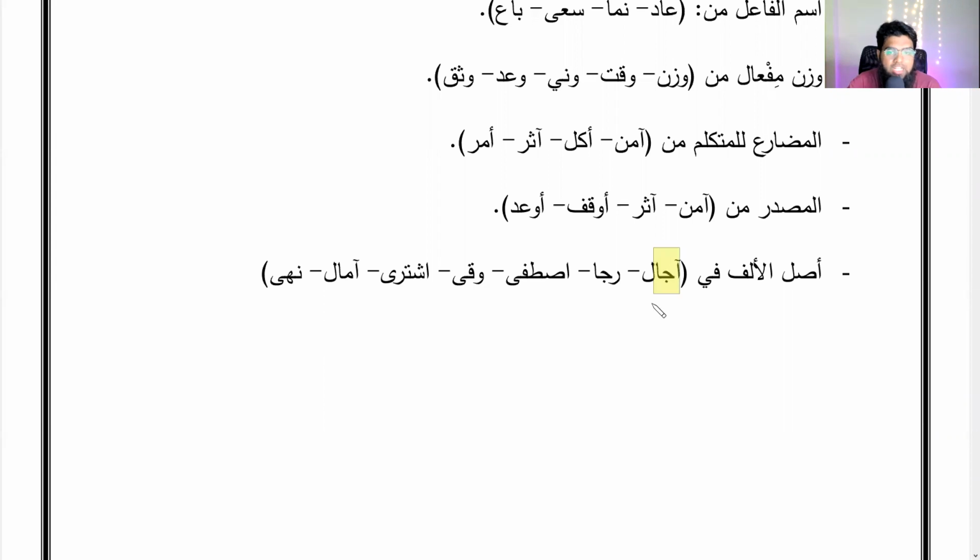Amal. Same as ajal. What is the origin of the hamza? I mean, the alif is a hamza. If two hamzas come together, the second one is sukun, so we change it into a harf mad from the same type as the harakah of the first one.